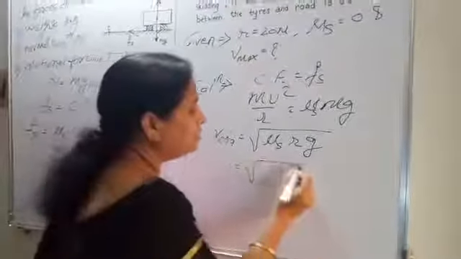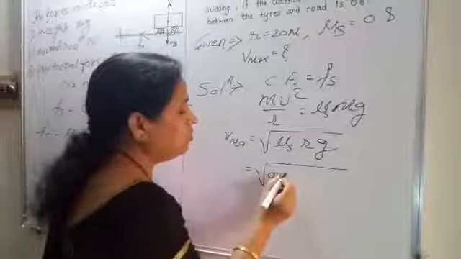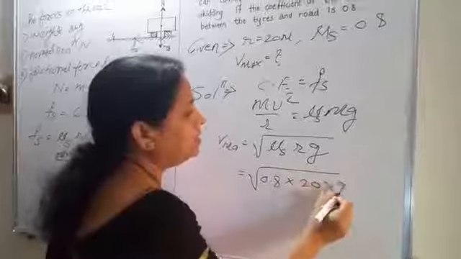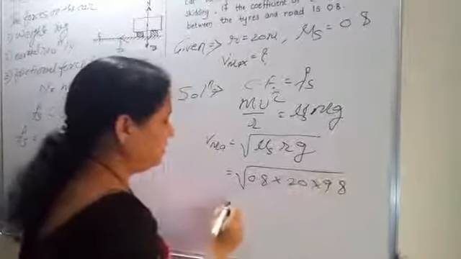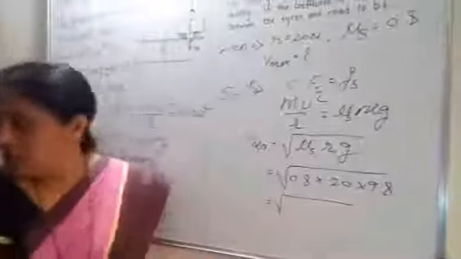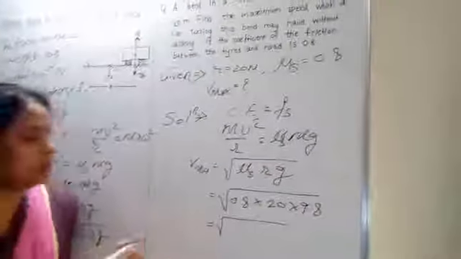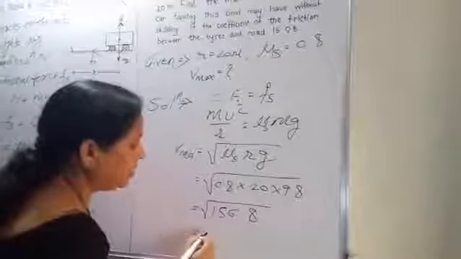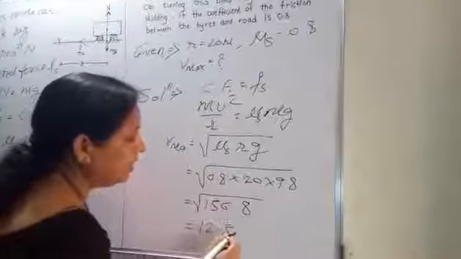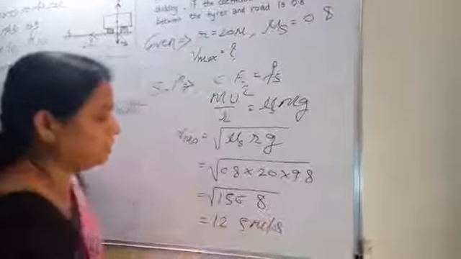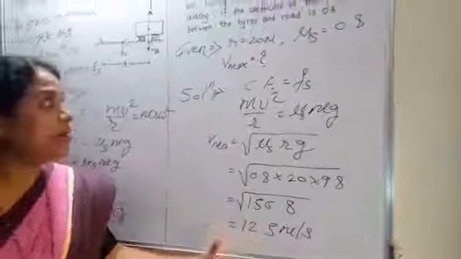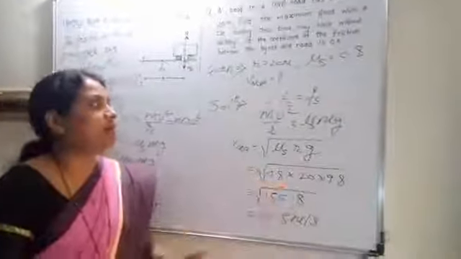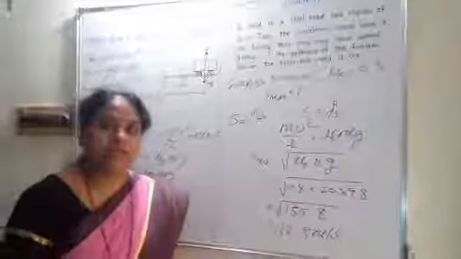When we put in the values, mu s is equal to 0.8, it is a unitless quantity, r is equal to 20 meter and g is equal to 9.8. If you multiply these, you find the value under the root is 156.8. When you find the square root of this, you will get 12.5 meter per second. So this is the maximum speed limit for this curved road for all vehicles, so that they will move along the curved road safely without skidding.